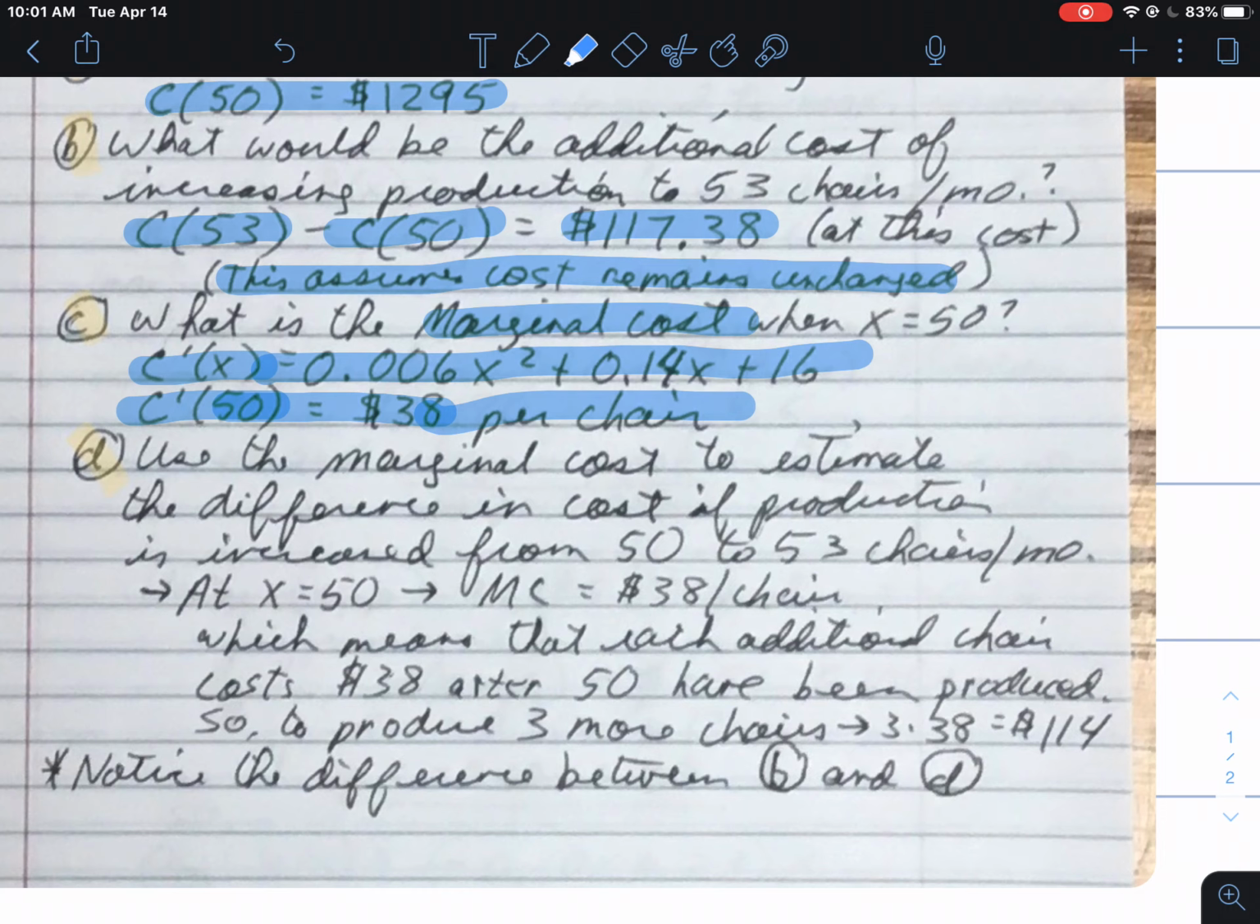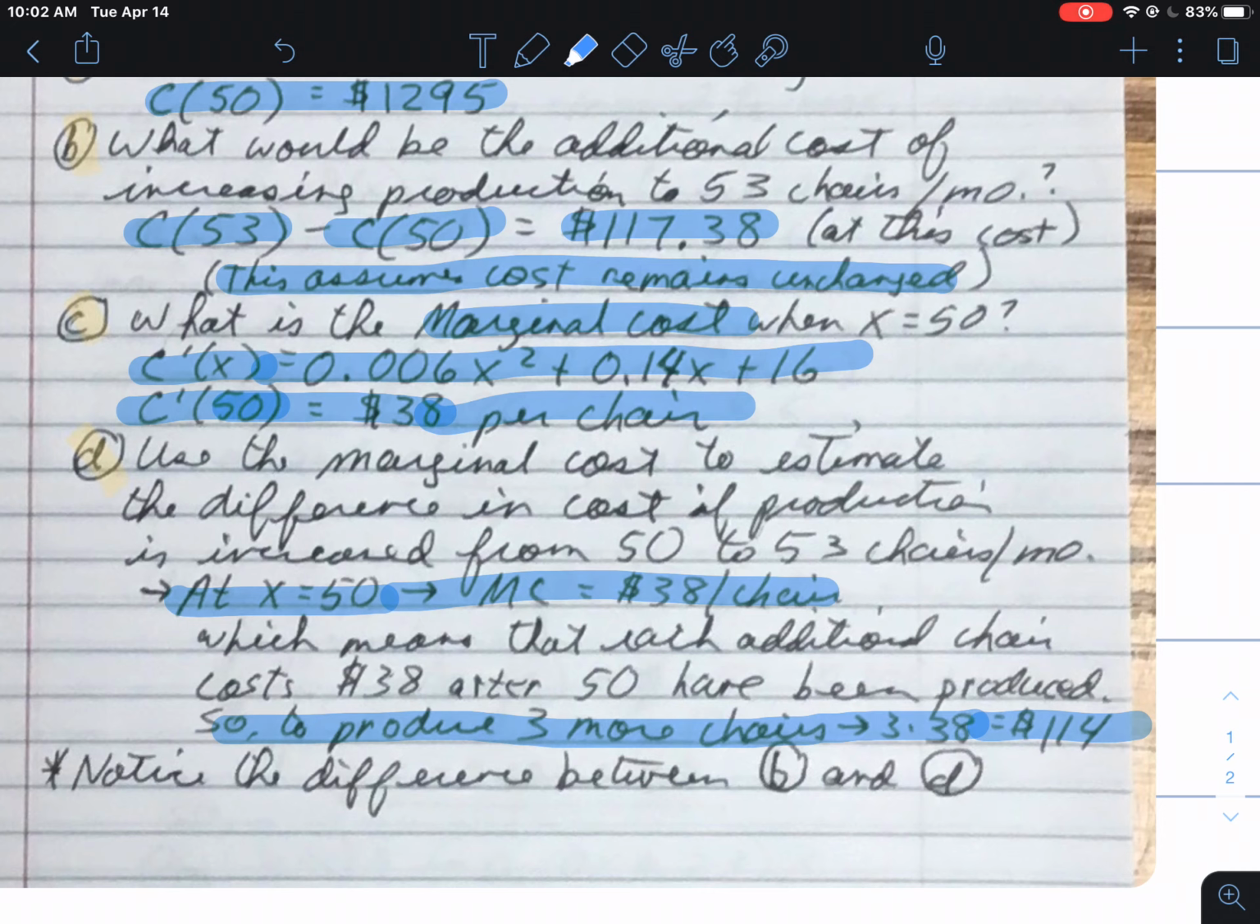Part D is asking us to use the marginal cost to make that same determination. So if I change from 50 chairs to 53 chairs per month, the marginal cost says that it's going to cost you an additional $38 per chair after 50 chairs have been produced. Well, if we go from 50 to 53 chairs at x equals 50, marginal cost is $38 per chair, which means an additional cost of $38 after 50 chairs have been produced. So to produce 3 more chairs, 3 chairs at $38 a piece, we've got $114.